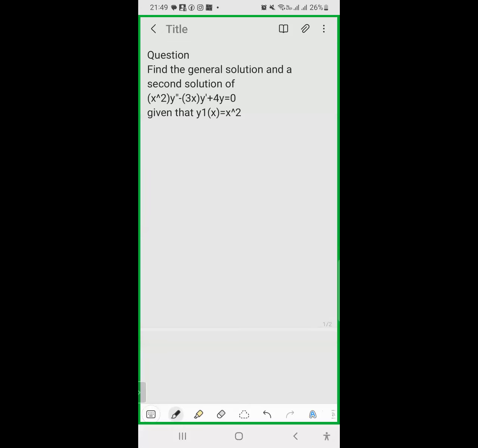In this lesson, we're gonna learn how to find the solution to a homogeneous second order differential equation, given that we have one solution to that differential equation. The question reads as follows. Find the general solution and a second solution of x squared y second derivative minus 3xy first derivative plus 4y is equals to 0, given that first solution, y1 of x is equals to x squared.